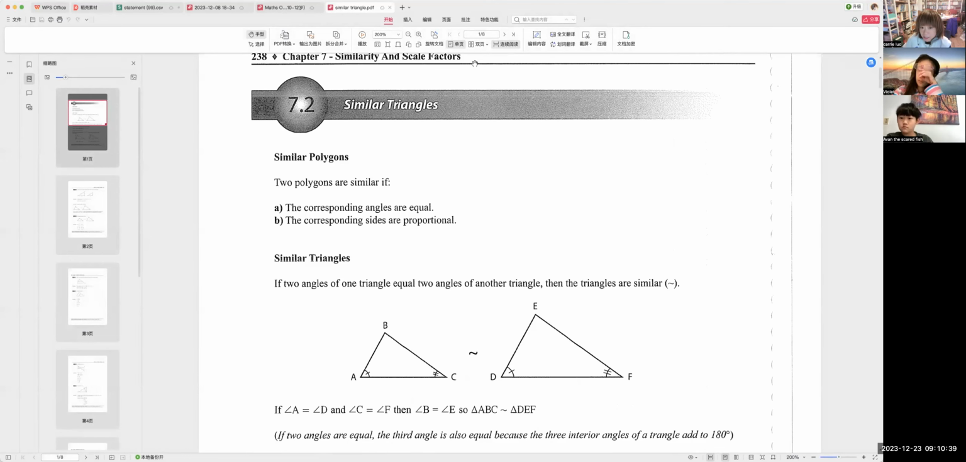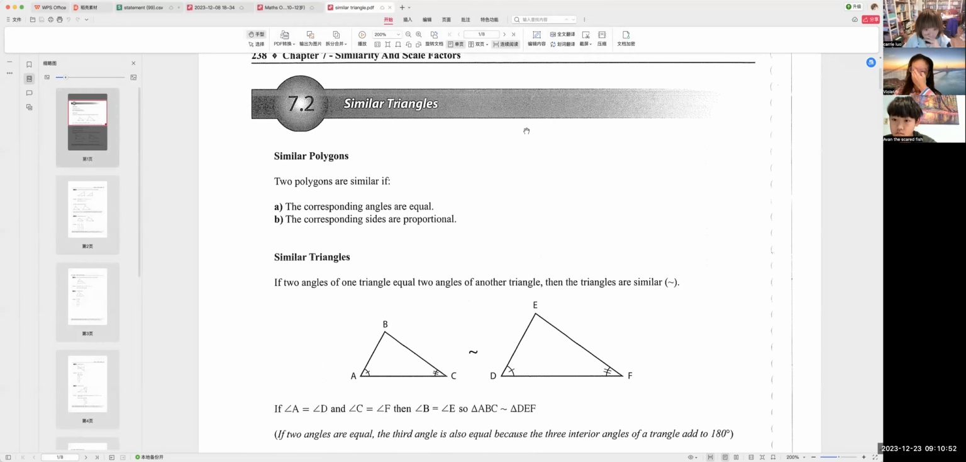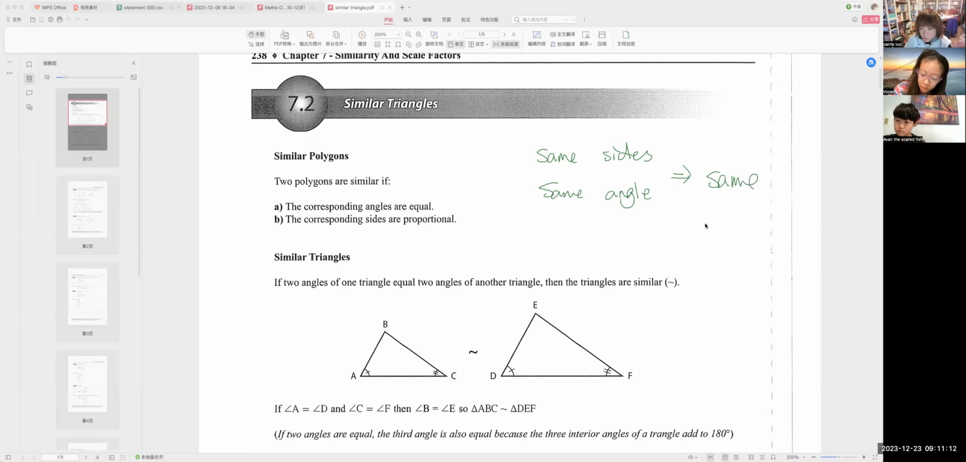Usually for the AMC 8, the last 5 questions at least have one of those questions using the similar triangle concept. Understand, everybody? Okay, so I want you to focus on this one. So there are 2 triangles. If the 2 triangles have the same sides and the same angle, we call them same triangles. Okay, I want you to write these down on your notebook first.